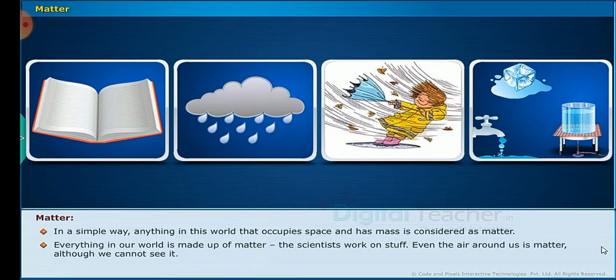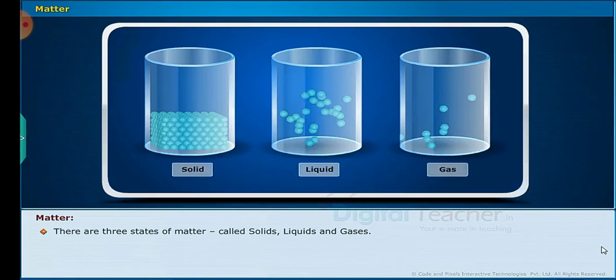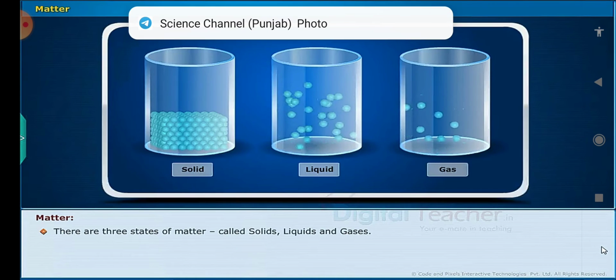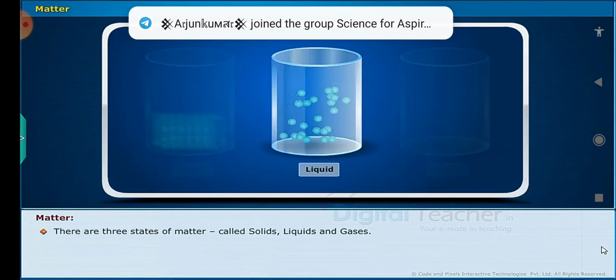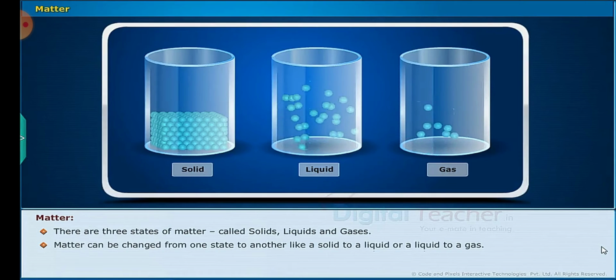Even the air around us is matter, although we cannot see it. All the things around us which exist in a variety of shapes, sizes, and textures is matter. There are three states of matter called solids, liquids, and gases. Matter can be changed from one state to another, like a solid to a liquid or a liquid to a gas.